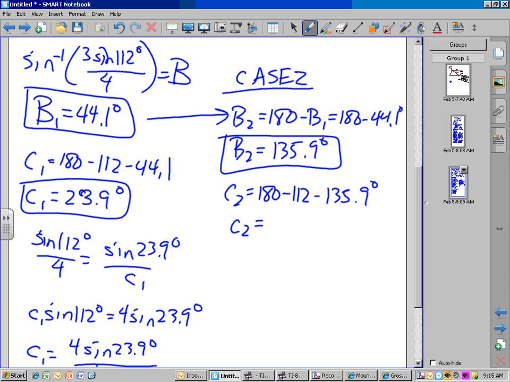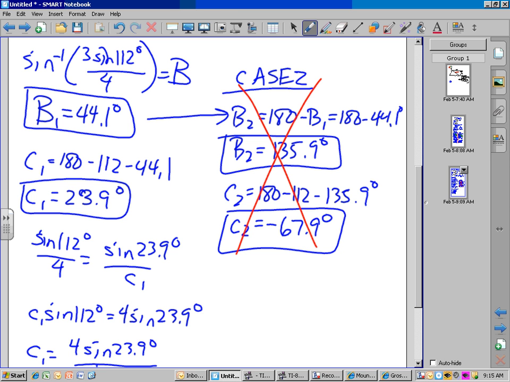What's that? Negative 67.9. Great. Done. As soon as you get a negative angle, you're done. That case is worthless. You see how that happens?